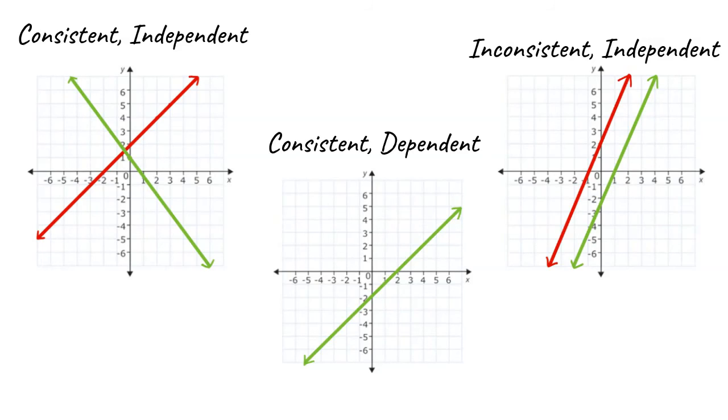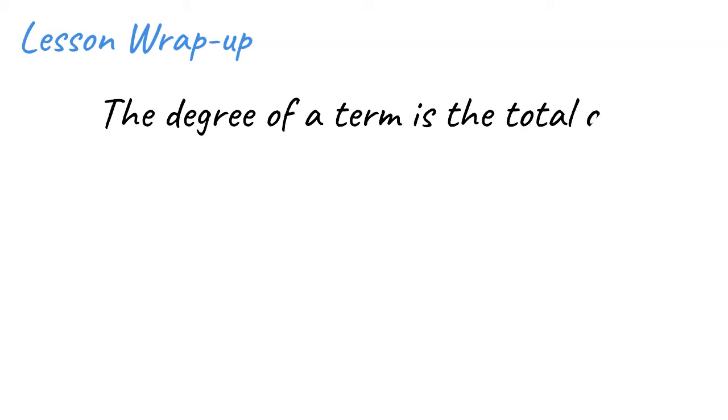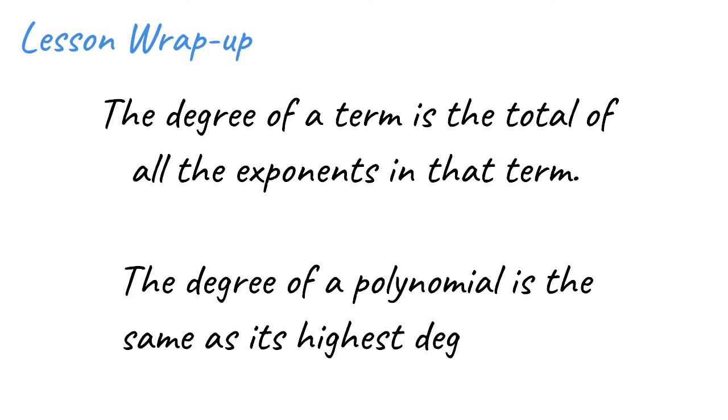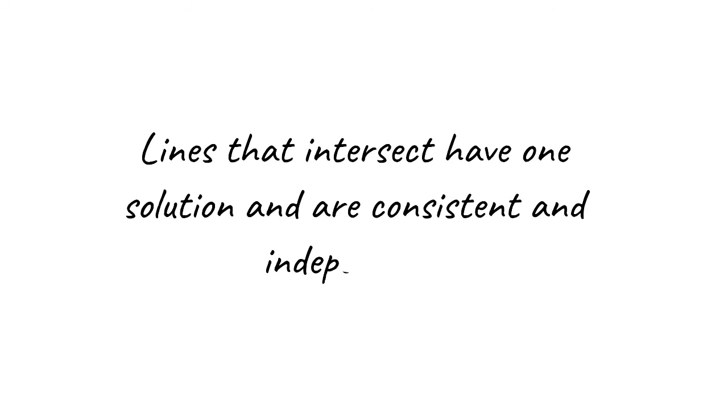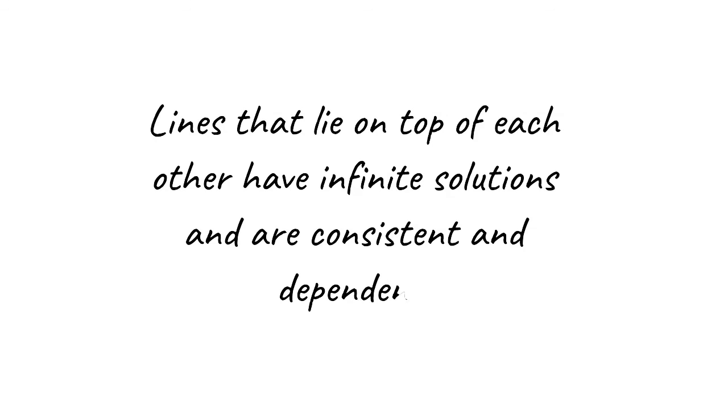Let's review. The degree of a term is the total of all the exponents in that term. The degree of a polynomial is the same as its highest degree term. Lines that intersect have one solution and are consistent and independent. Lines that lie on top of each other have infinite solutions and are consistent and dependent. Lines that are parallel have no solution, are independent, and inconsistent.